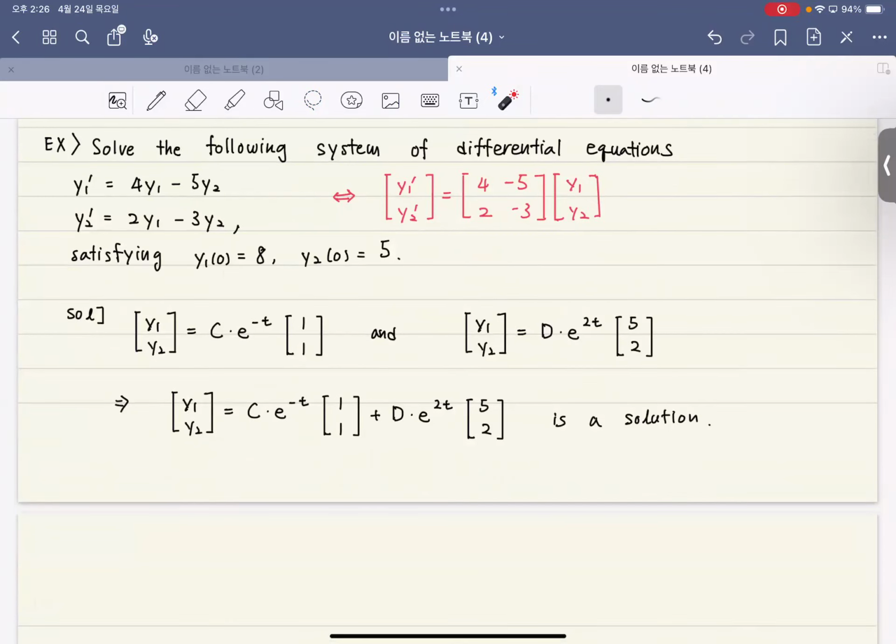But actually, the problem is asking us for even more than that. We are looking for the solution specifically satisfying the conditions at t equals 0. Your solution is a function y1, y2 of t, and it says the solution must satisfy y1(0) equals 8 and y2(0) equals 5.